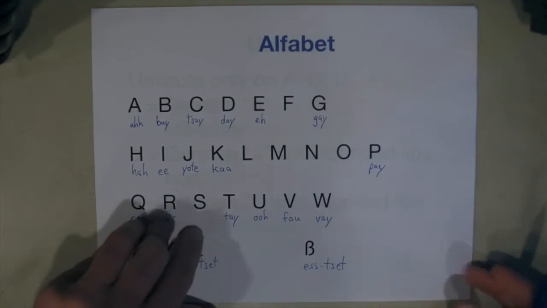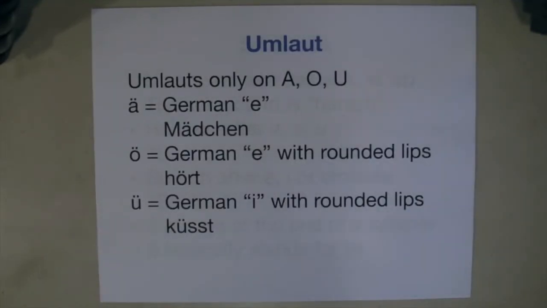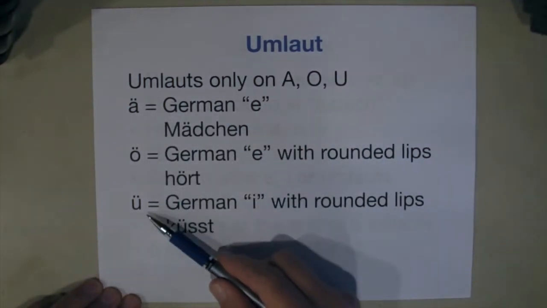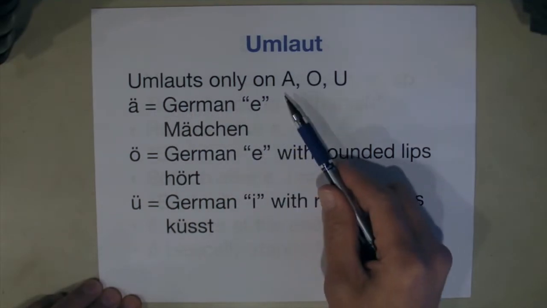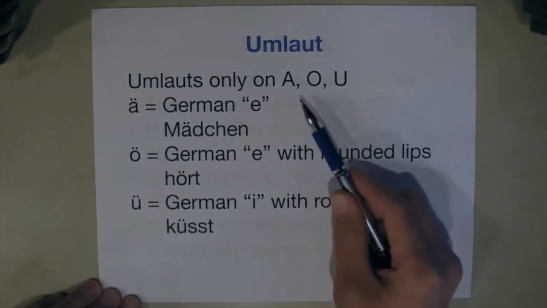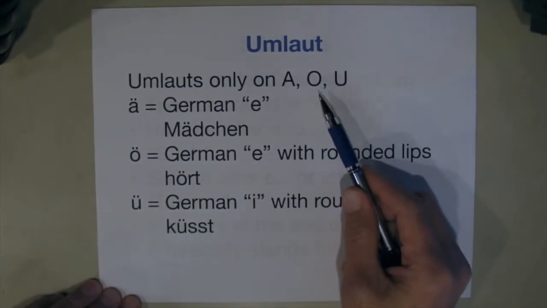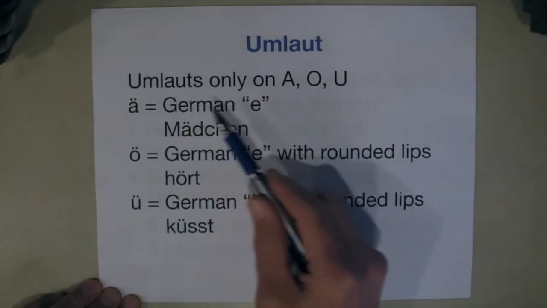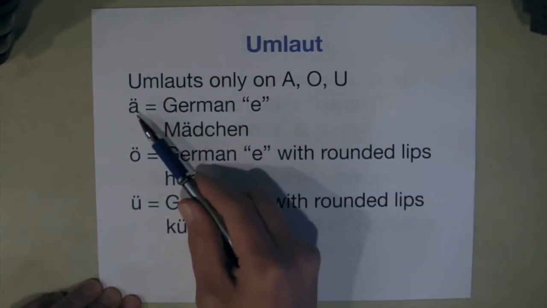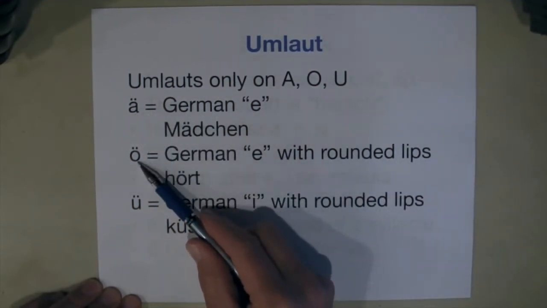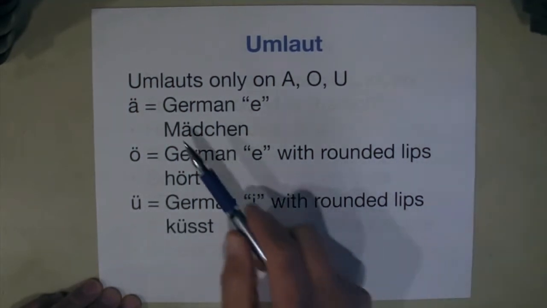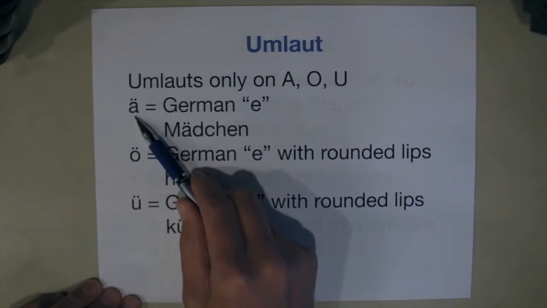Now let's get down to some notes. The first one is the umlauts. Umlauts are two dots that you see over letters. First of all, they basically only come over A, O, or U. There are some exceptions, but they're rare, so don't worry about them right now. Just think that umlauts are only on A, O, or U, and you should be all right. So a German A with an umlaut, a German O with an umlaut, or a German U with an umlaut is all you're going to get for the most part.